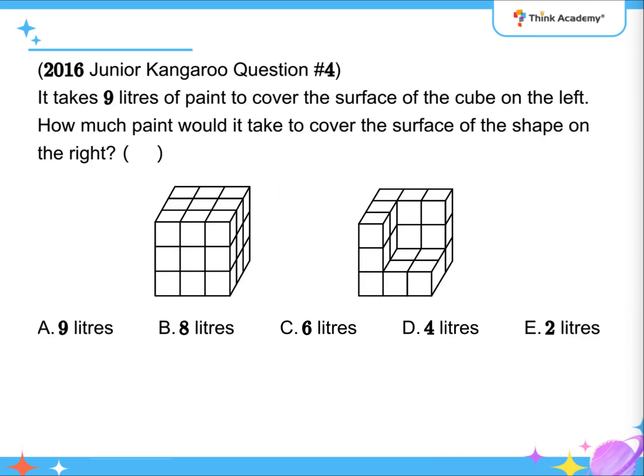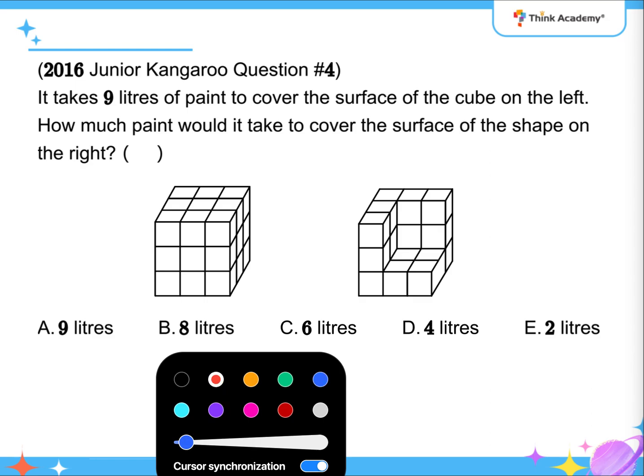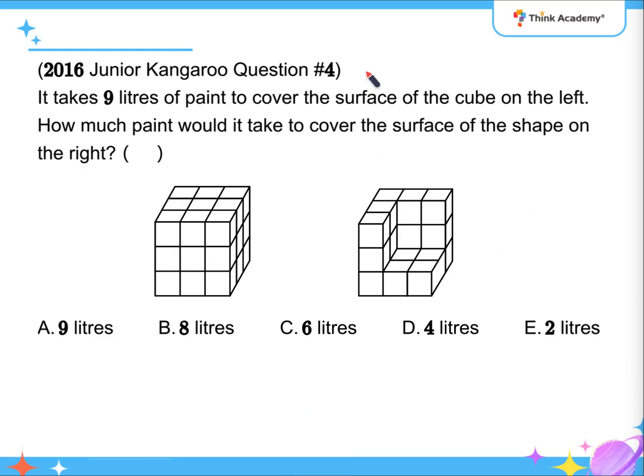And then for question number 4, it is one of those kinds of surface area problems. So it says that it takes 9 liters of paint to cover the surface of the cube on the left. So how much paint would it take to cover the surface of the shape on the right? Well, it's exactly just 9 liters, because for the surface area, the first one is no different from the second one. You can see that this surface is the same as this surface.